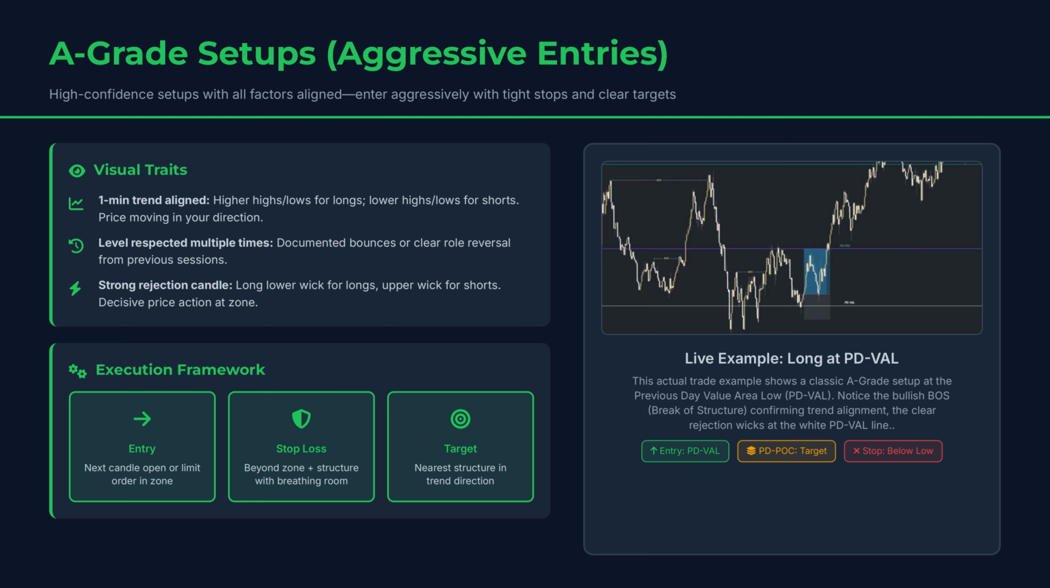Strong rejection candle showing buyers or sellers stepping in. 3 boxes checked equals A-grade setup equals aggressive execution. Master this pattern recognition, and you'll transform your trading results dramatically.